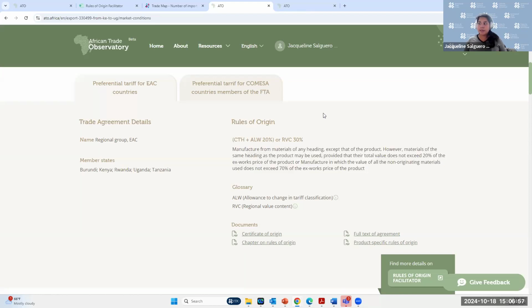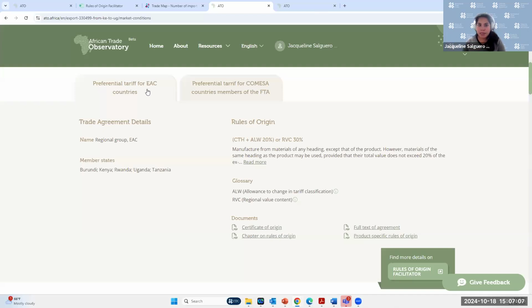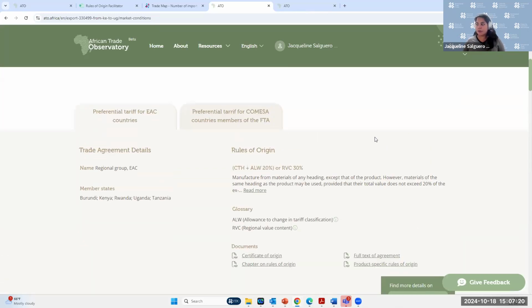And this is for the EAC agreement. Then for the COMESA agreement, I see that the rules of origin are completely different. So despite benefiting from 2 agreements, and when we have the AfCFTA agreement, it might even be different. So you will need to compile your own information to see, based on your inputs, whether you can comply or not with these rules. Let me just give you an example here.